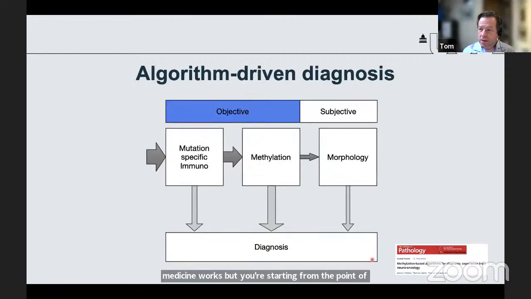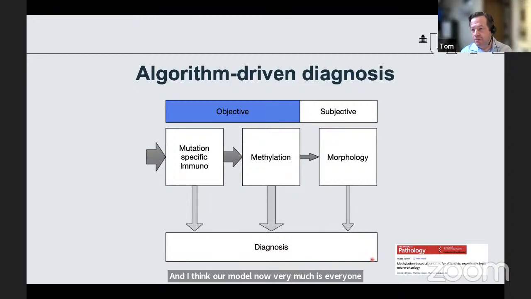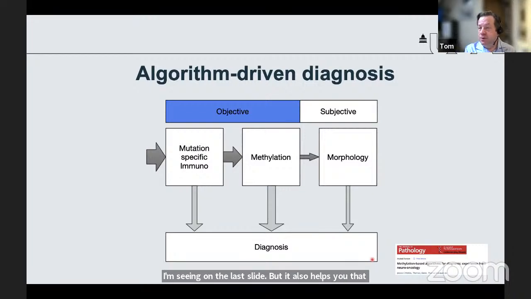And I think our model now very much is everyone gets certain mutation testing, everyone gets methylation profiling, and that will solve your diagnosis in probably 90% of cases. And the role of morphology then shifts. Morphology has two roles. It sense checks this. You shouldn't be doing this without saying, actually, it makes sense in the context of what I'm seeing on the glass slide. But it also helps you with that 15% of cases where you actually can't solve the diagnosis and you need to go back to first principles and you need to balance conflicting data about what the diagnosis is.